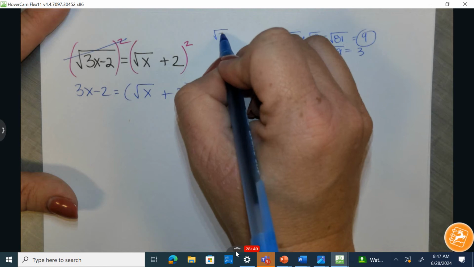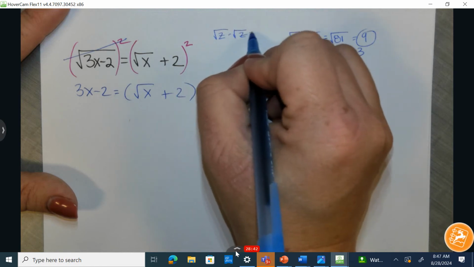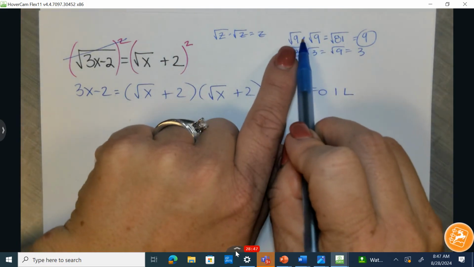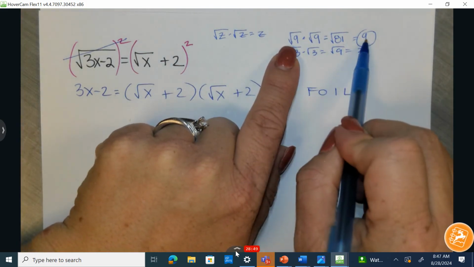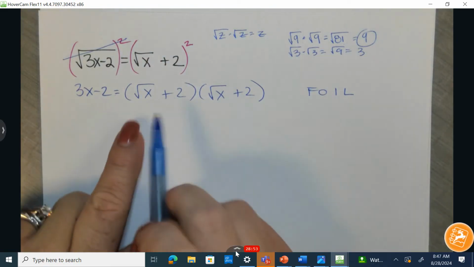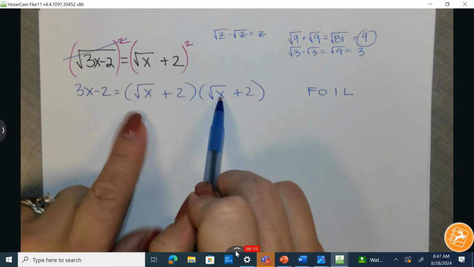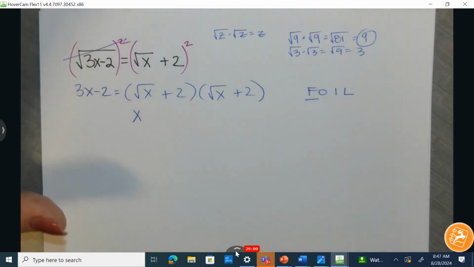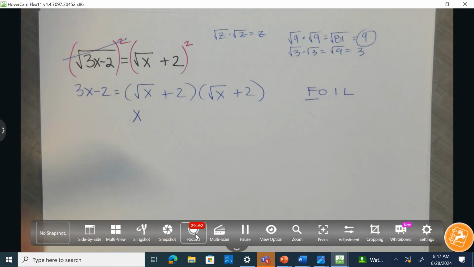So tell me this. If I said square root of z times the square root of z, what would you be left with? Simply z. Do you see how when you take the square root of the same quantity, you're just left with that quantity inside? So keep that in mind. Here we go. You ready? The square root of x times the square root of x, when I FOIL the front by distributing, is simply x.